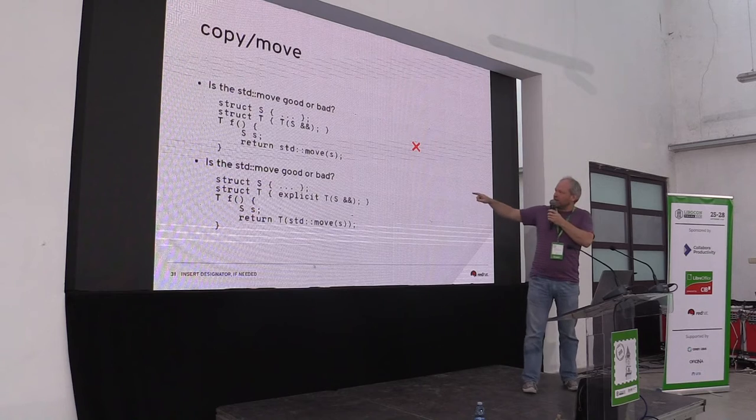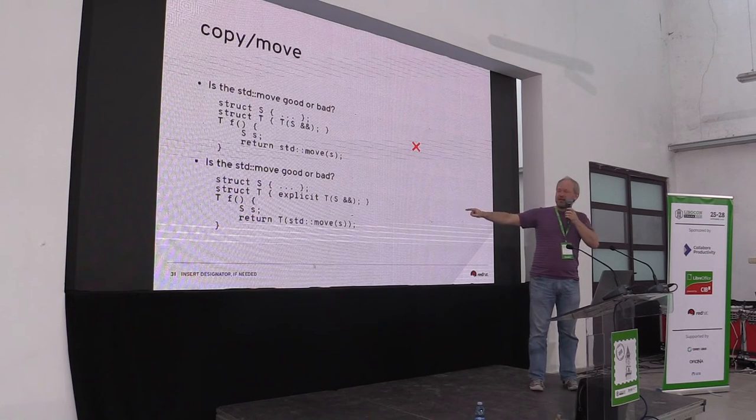Next one. The only change is we make that T constructor explicit. Is this a good or a bad move?